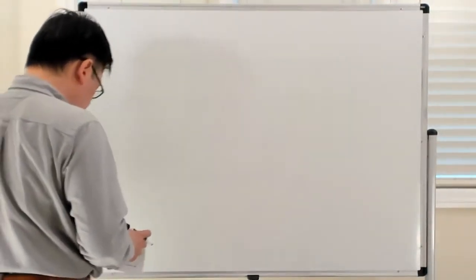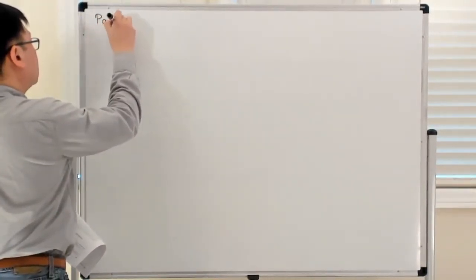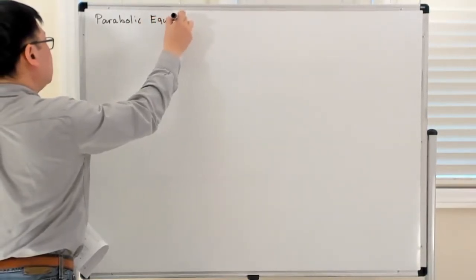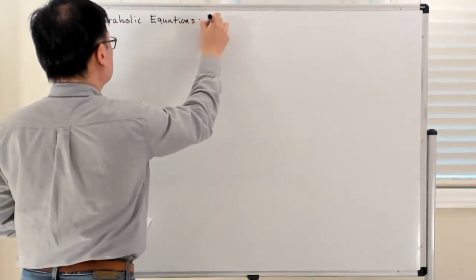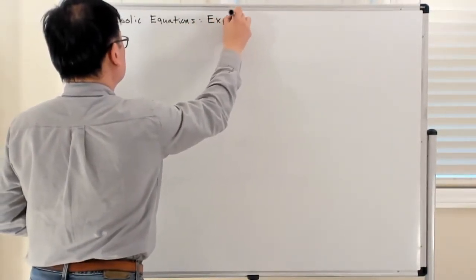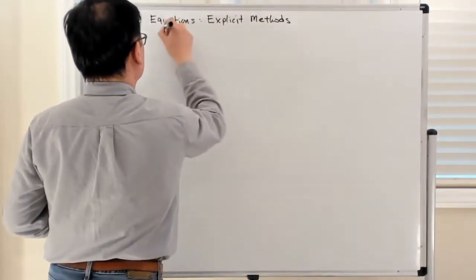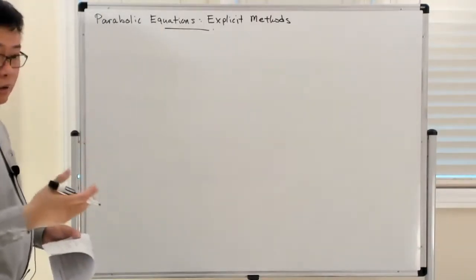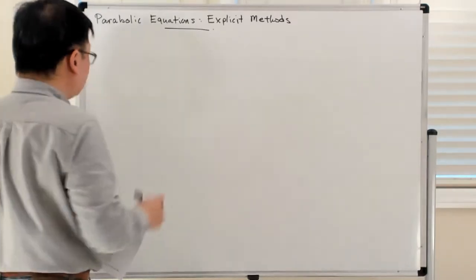All right, so now we're going to talk about numerical methods for solving parabolic equations. We're first going to look at explicit methods. As you hopefully recall, a canonical example of a parabolic partial differential equation is the heat equation.